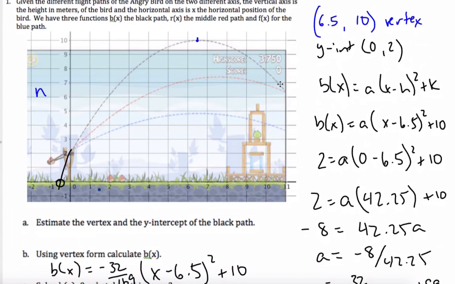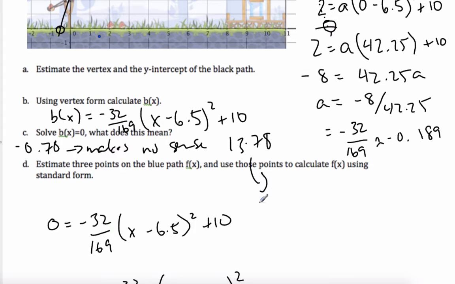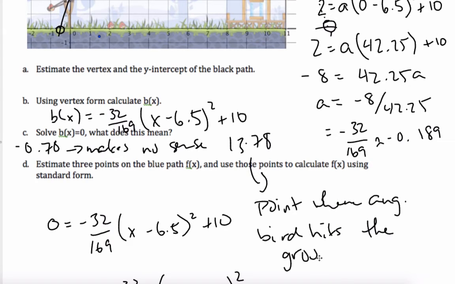But the other value, if I would continue here, what does it mean? Well, the negative 0.78 makes no sense. But the 13.78 would be the point where the Angry Bird hits the ground, provided he stays on the current path. And that is where Angry Bird will touch the ground.